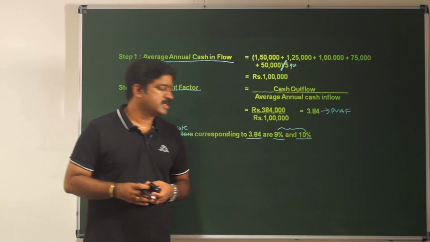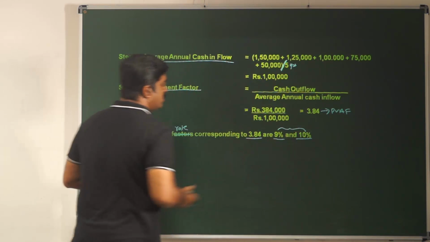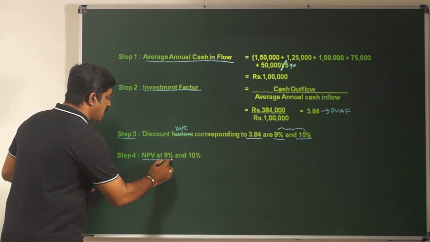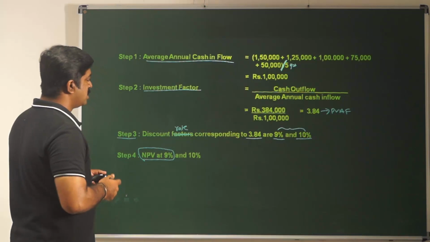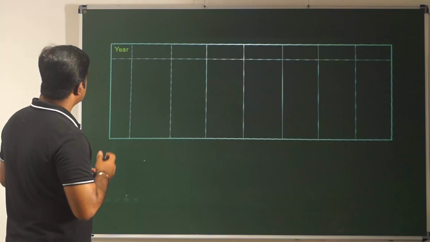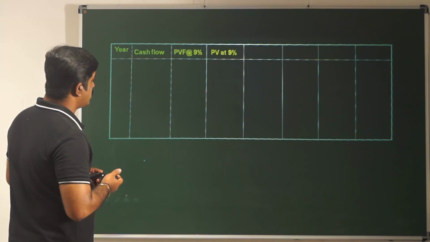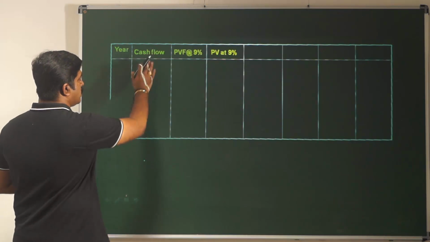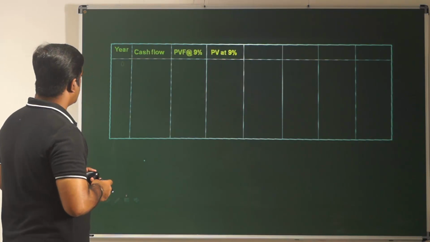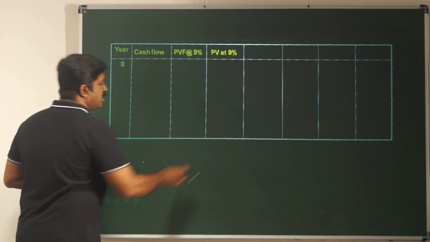Okay. So keeping that in mind, from this 9 and 10, let's select one rate and we'll try to find out NPV. So that's what we are going to have as step 4. We'll find out NPV at 9% first. So what we have to do? We have to bring in year, then cash flows, present value factor at 9%. Then if you multiply these cash flows with present value factor at 9%, you get PV at 9%. So let's capture everything. And I'm starting from year 0 itself, so that in the end automatically we'll have NPV.